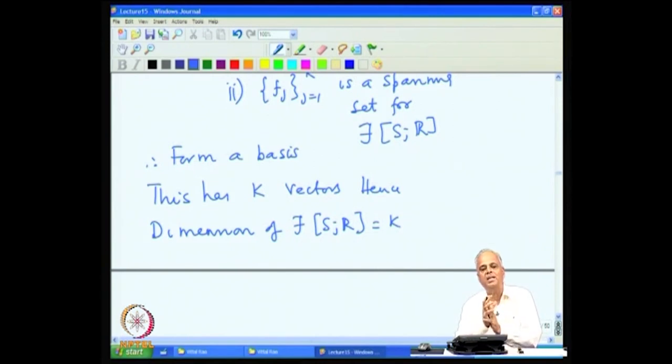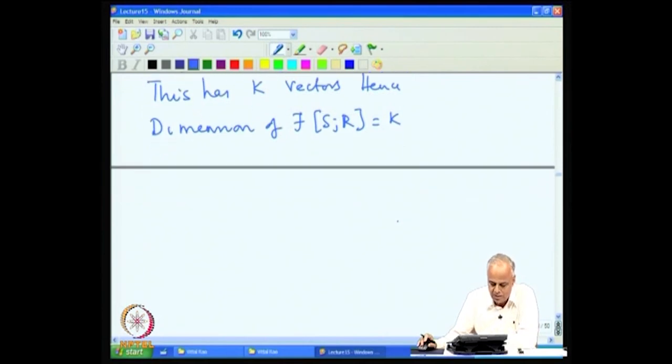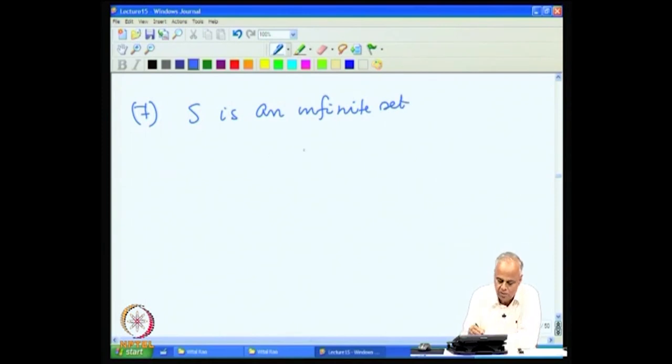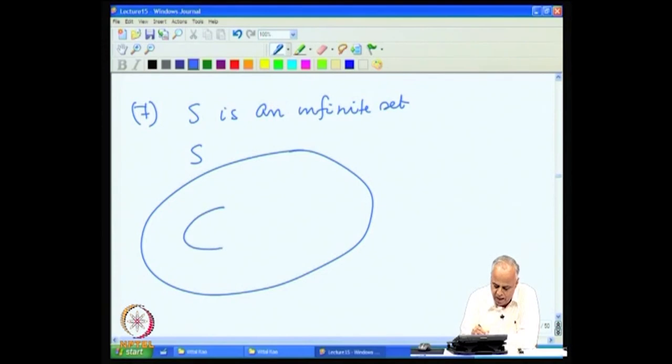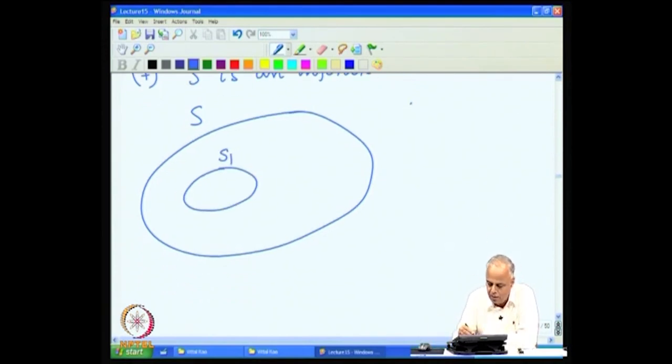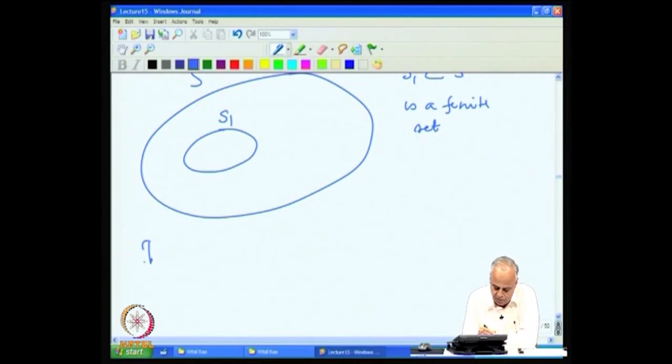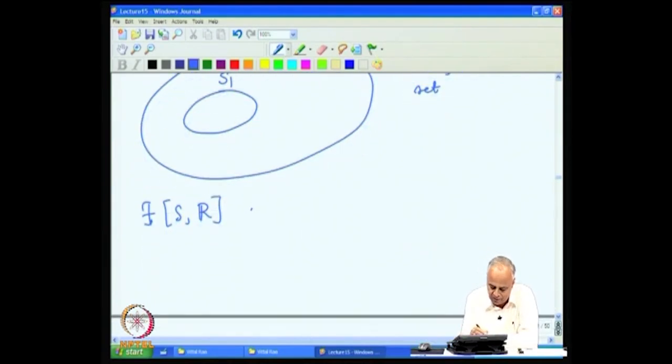So, if you take a finite set S and look at all the functions mapping S to R, then the dimension of the space is precisely k. Now, we leave it as an exercise to verify the following. Suppose S is an infinite set. So, I have an infinite set S, inside that there is a finite set. So, S 1 contained in S is a finite set. Now look at the space of all functions from S to R. This is going to be an infinite dimensional vector space.